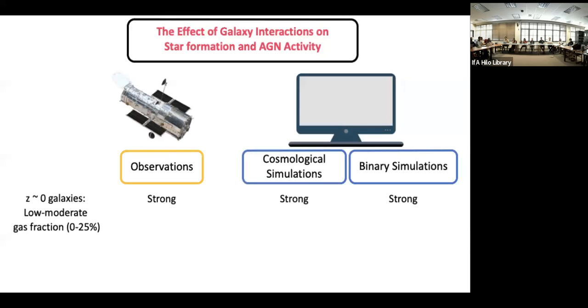So let's summarize what we know. All of the studies that I've shown so far are based on the local universe. Observations, as well as cosmological simulations and binary simulations, where you just take two galaxies and merge them together, all show a somewhat strong impact of these interactions and galaxy mergers on the star formation rate and AGN activity of galaxies.